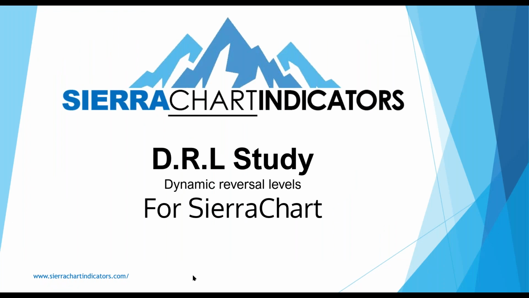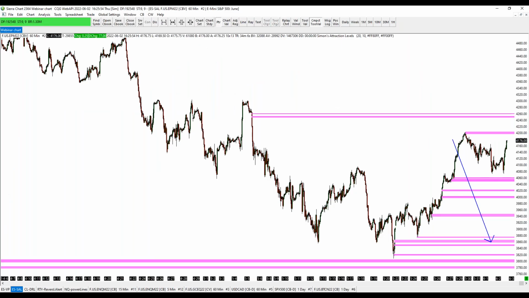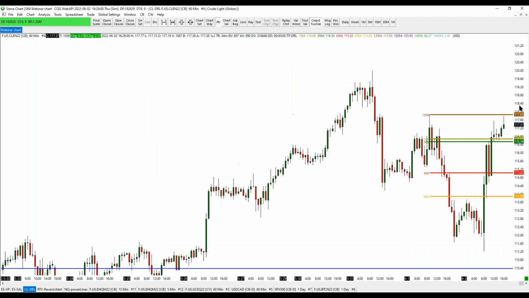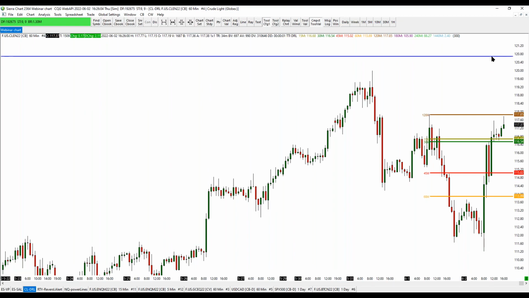Next level, DRL, dynamic reversal level. Dynamic reversal level is a very interesting indicator. It's one of the older ones that I have, but it's used heavily by members. And if I look at it, this is on the crude. Of course, I said we're looking at the crude to reach 130.